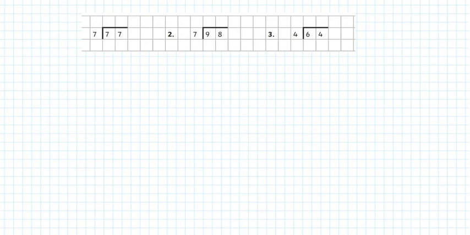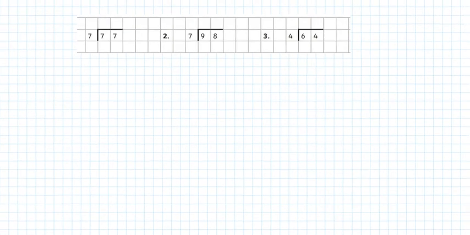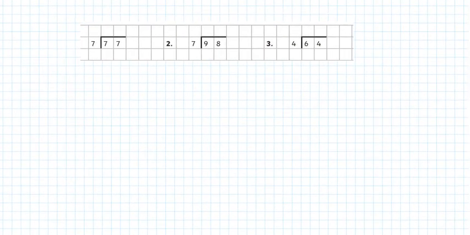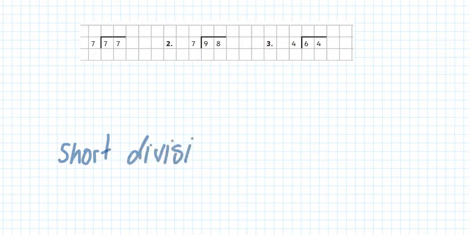Okay, so the next part of our maths is our division. Now, this is called short division. In class, we haven't really done them like this, but you would have seen them, okay? So once again, as I said, we call them short division.